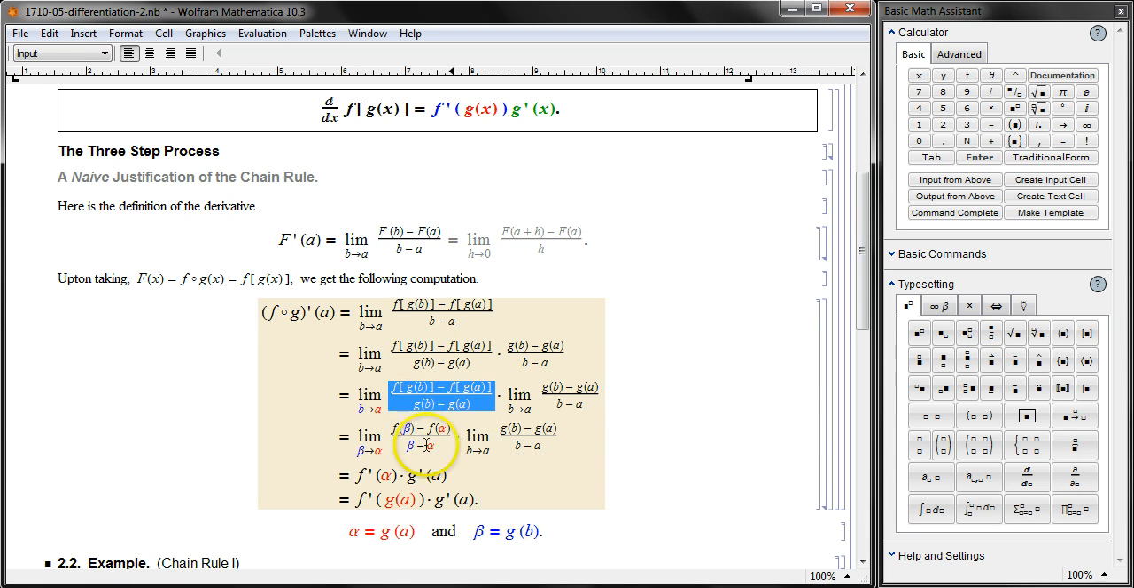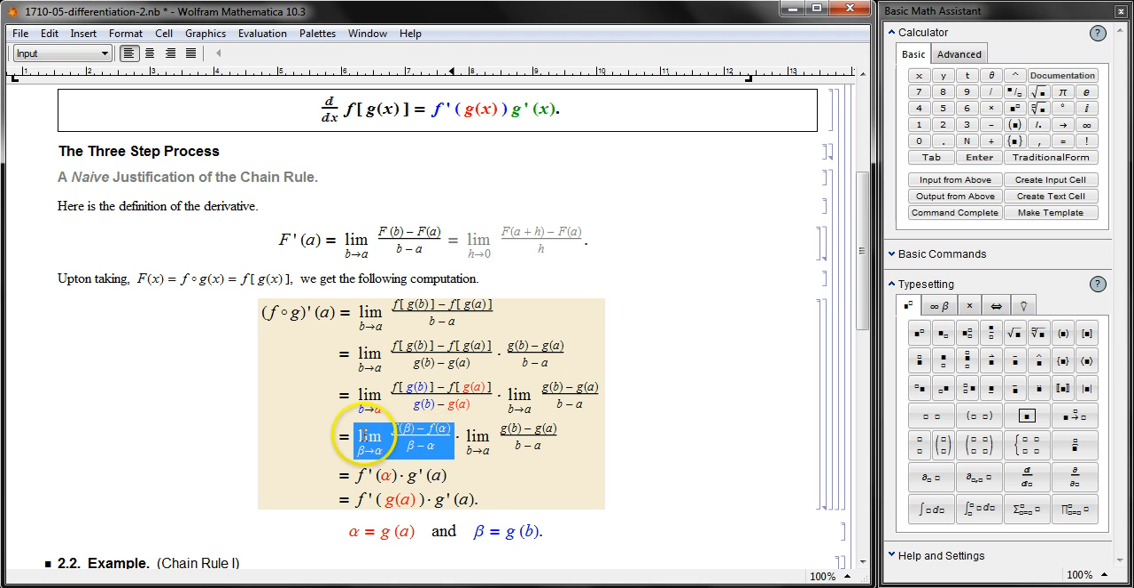Consequently, this fraction and that fraction become the same. They all follow from here. Do you see? This and that are the same because of this. Now there's a bit of an issue here. Limit b is approaching a versus limit beta is approaching alpha. Let's postpone that.